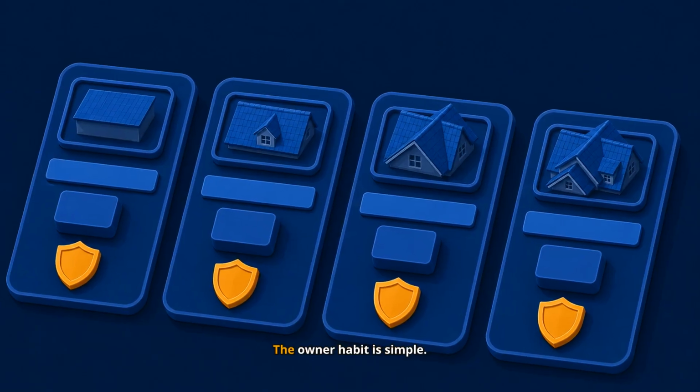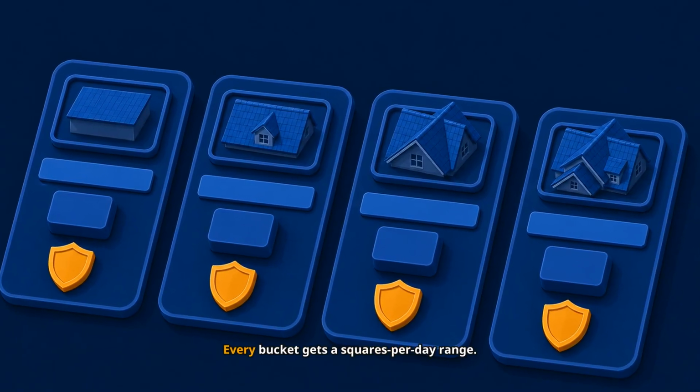The owner habit is simple. Every bid gets a bucket. Every bucket gets a squares per day range. Every range gets a labor cost per square. Then the crew can go fast without hiding a bad price.